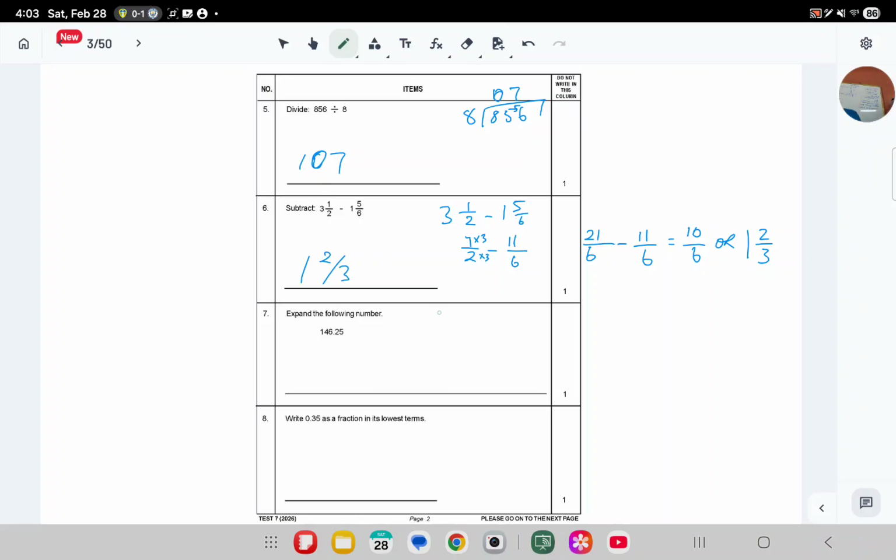Expand the following. So we have 146.25. This is hundreds, tens, ones, tenths, and hundredths. To expand this, we have 1 by 100, add 4 by 10, add 6 by 1, add 2 by 1/10, add 5 by 1/100. Alright, you could multiply by 1 over 10 or 0.1, and you can multiply by 1 over 100 or 0.01.